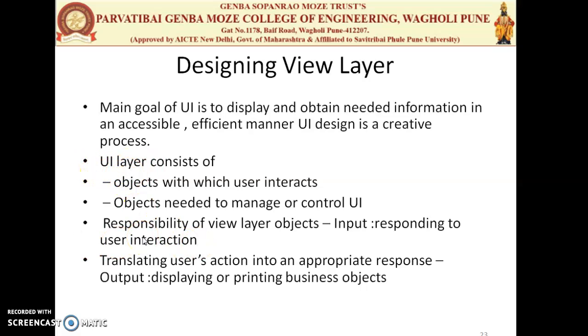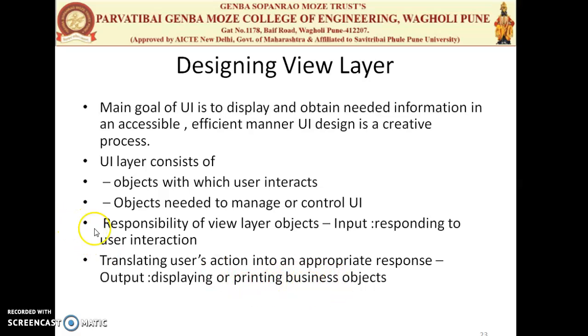So the responsibility of the view layer object is to take the input which is responding from the user interaction. So whatever the user will interact with in the web browser, from that we will take the input. So the first responsibility of the view layer is to take the input from the user and translate the user action into the appropriate format. We can say with the help of the appropriate protocol, and give it to the business layer, or we can say print on the business layer object.